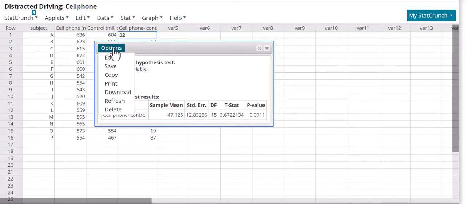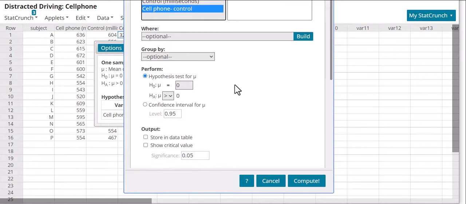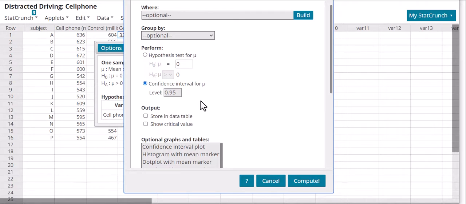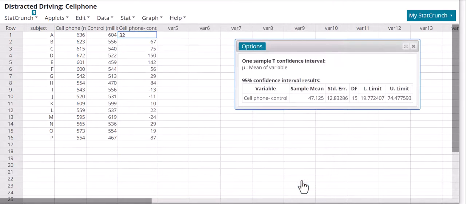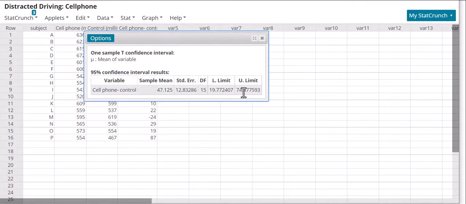So now let's go to edit this, and everything's already entered here. But now we're going to do a 95% confidence interval, and when I click compute on that, it gives me my lower limit and our upper limit. So that is how we find our confidence interval using StatCrunch.